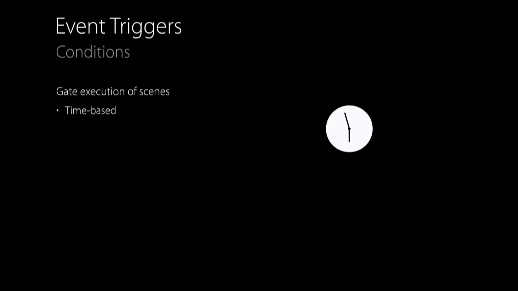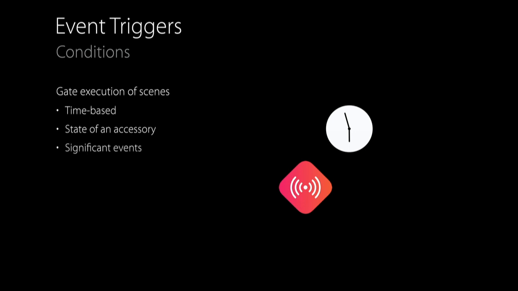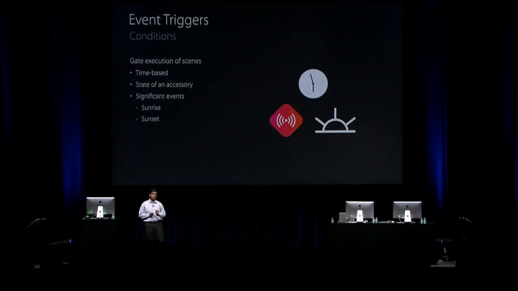I talked about conditions. Conditions gate execution of a scene in an event trigger. We support 3 types of conditions. Time-based, so I can have something corresponding to before 6 p.m. We also support the state of an accessory. This would be our motion sensor detecting motion. And finally, we also have significant events in a day, like sunrise and sunset. Let's go through each one of these and see how we create them in the APIs.